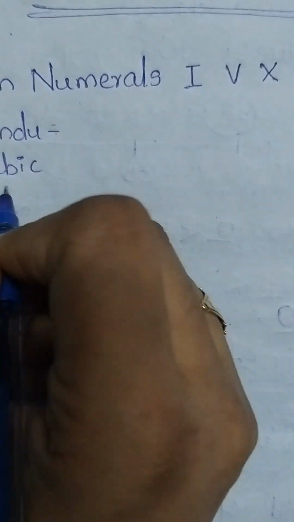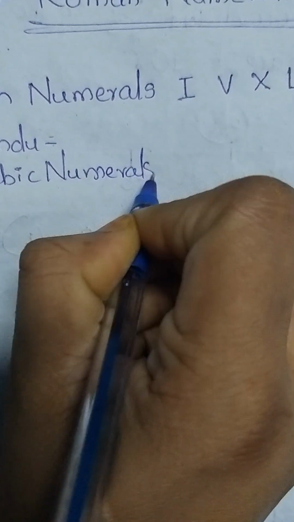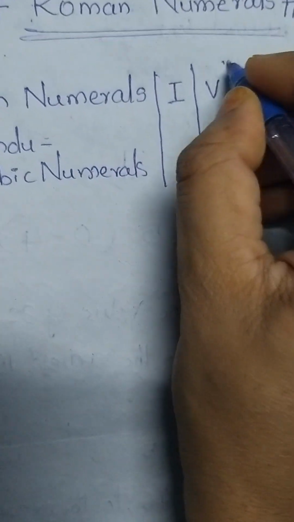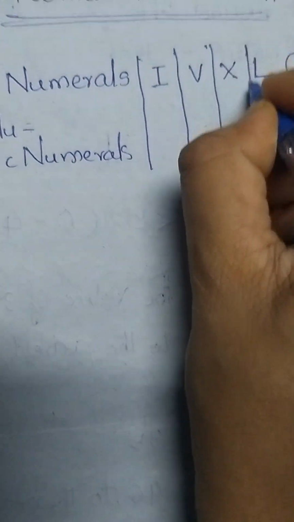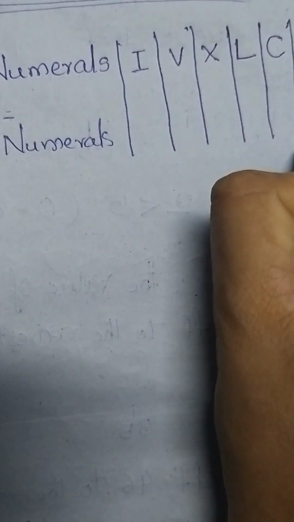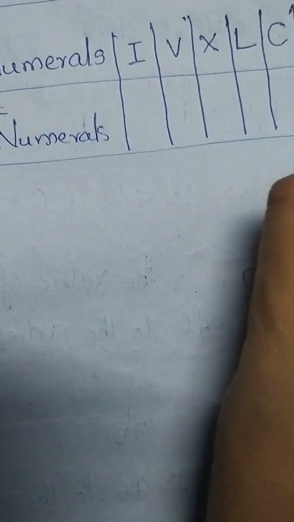Roman numerals and Hindu Arabic numerals, children. Like we have to write this in a chart. There are specially seven symbols, children. By using these seven we make numbers. How to write Roman numerals as numbers, I will show here today.